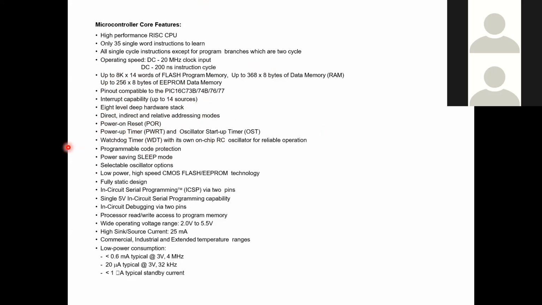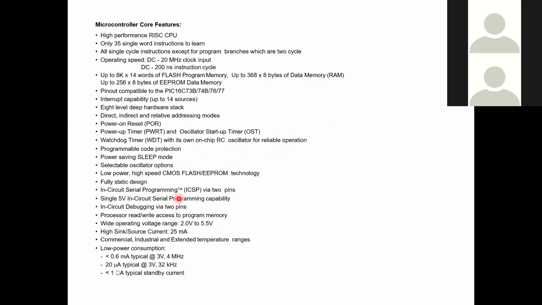We will see power on reset, power up timer, oscillator. This is all about timers. Sleep mode is available, and we have low power, high speed. You understand? Low power means depending on the oscillator, we can work with 2 volt. High speed means frequency. Just see, we have seen only 12 megahertz before. Here you have seen 20 megahertz. So that's why they are saying low power, high speed. It also works from 0 to 2 volt, and it will work with 20 megahertz.